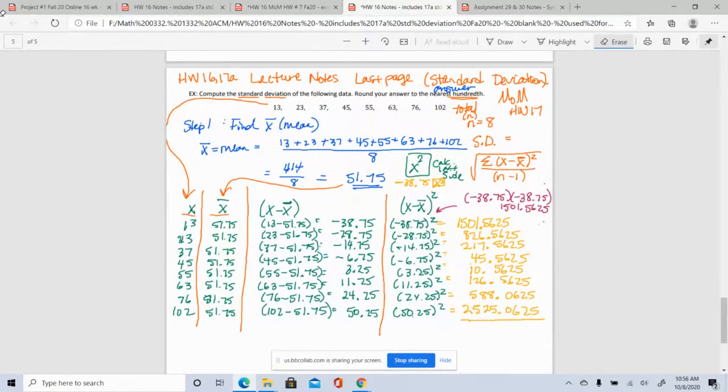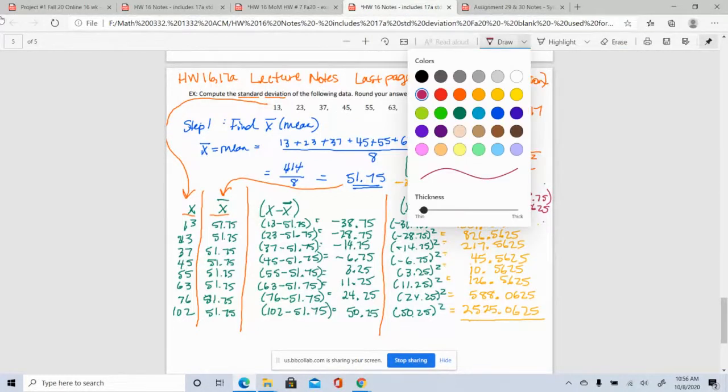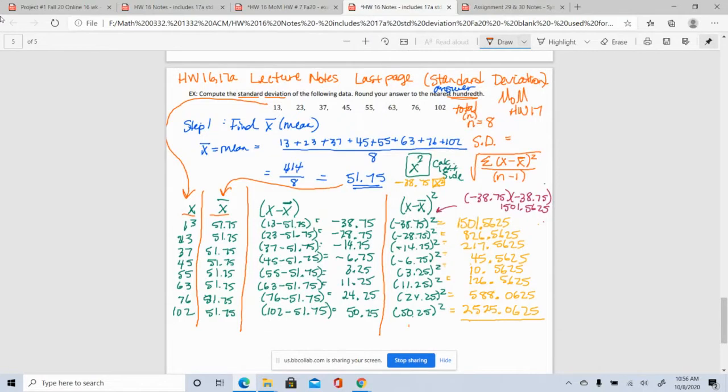So we're going to add all of this up. 1501.5625 plus 826.5625 plus 217.5. You have to be very careful as you're doing this. So you add them all up, because remember, we're trying to get the sum of, which is that squiggly E symbol. Looks kind of like that. That just means the sum of. And sum means to add, right? So we're going to add these up.